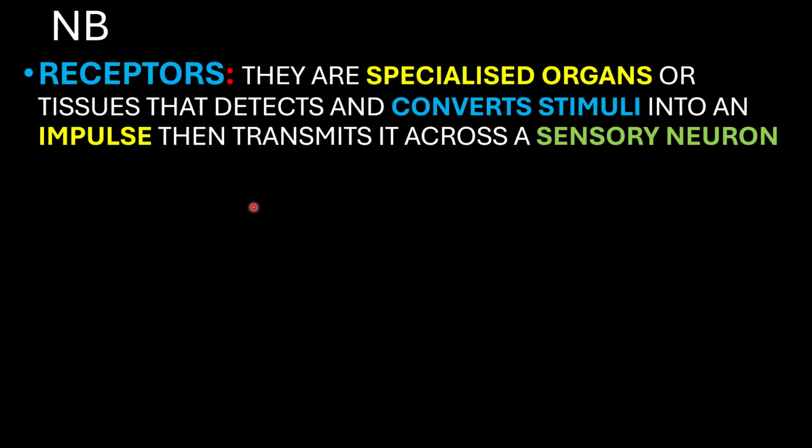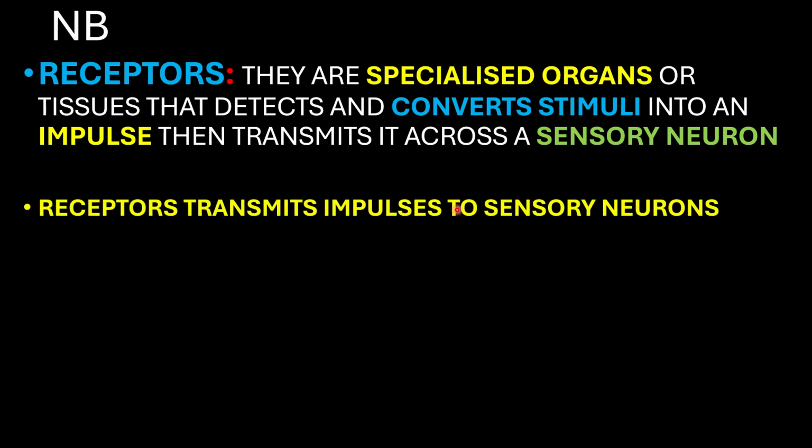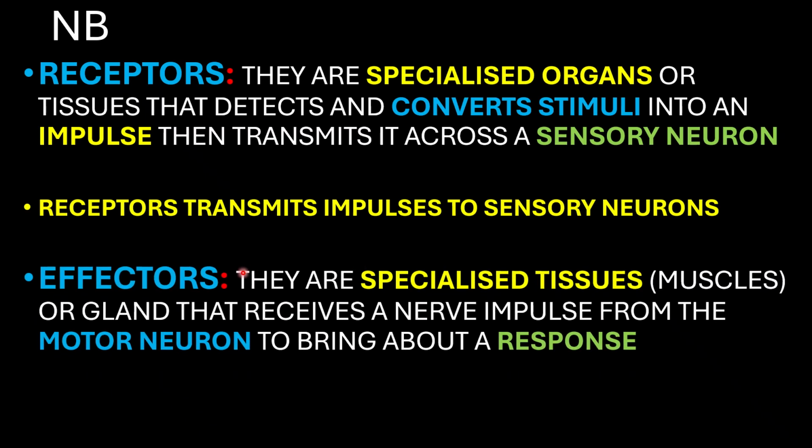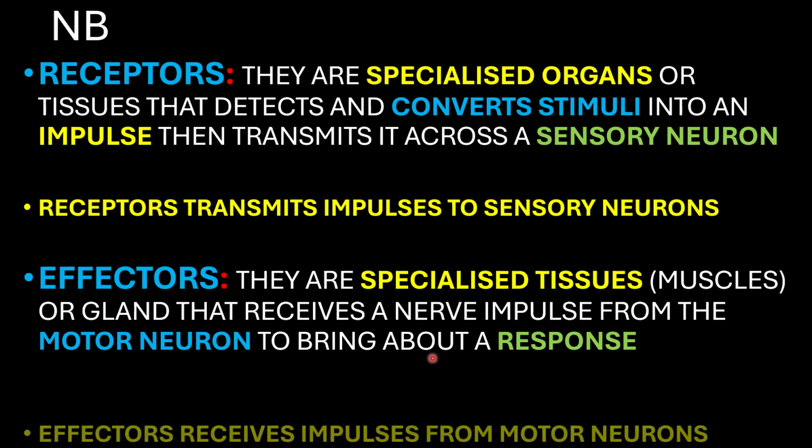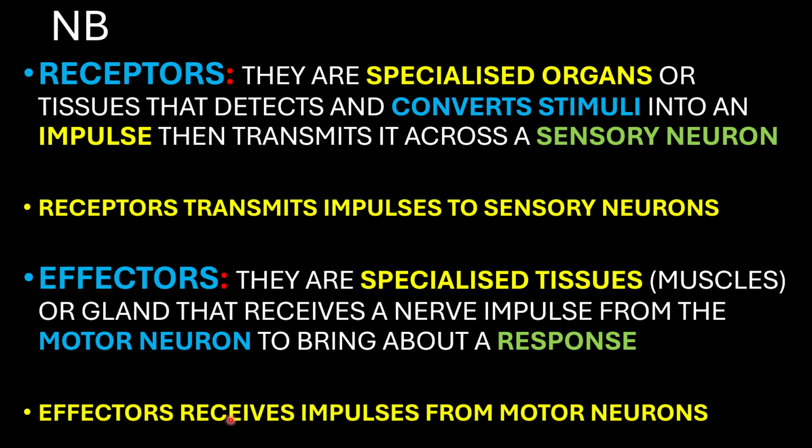And take note, remember the exam, guys, you have to know the definition of receptors. What are receptors? They are specialized organs or tissues that detect and convert stimuli into an impulse and then transmit it across a sensory neuron. Receptors transmit impulses to the sensory neuron. What are effectors? They are specialized tissues, muscles, or glands. They receive a nerve impulse from the motor neuron to bring about a response. Effectors always receive impulses from the motor neuron.